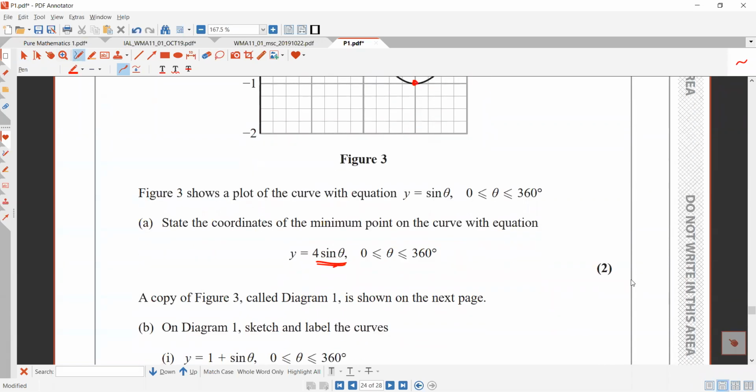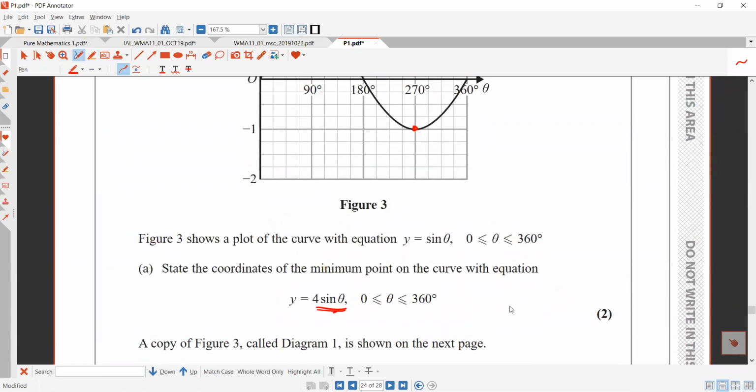So yes, correct. Whatever Ahmed said, they asked for the coordinate. The coordinate is going to be 270 comma minus 4. Understood everyone?